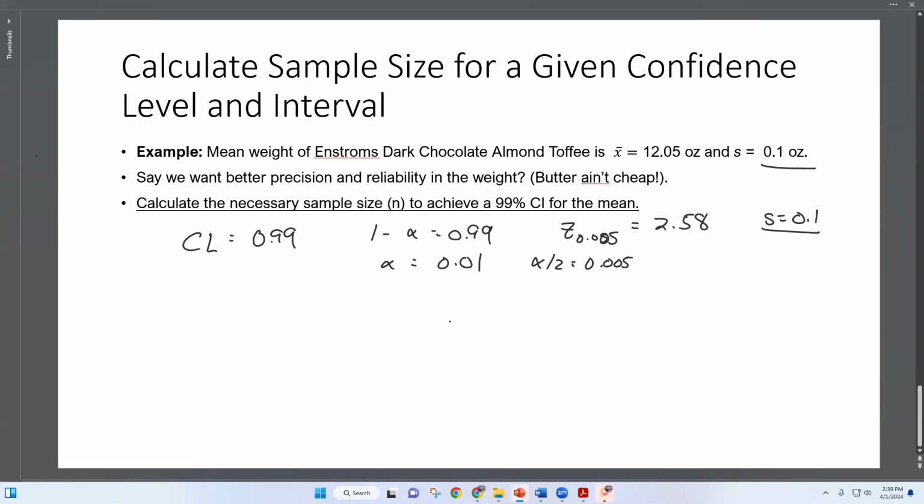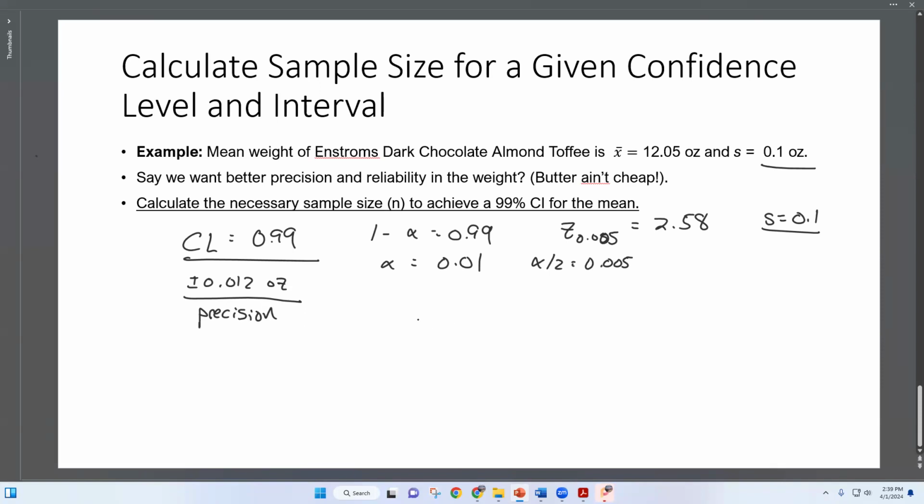All right. So now what we need to do is say, okay, we want a confidence level. Let's see here. Oh, we need to prescribe a width, which we didn't do. So we want a 99% confidence level, and we want that width to be plus or minus 0.012 ounces. So that's the kind of precision that we require here, because butter is expensive, all right? So we also have to prescribe that.